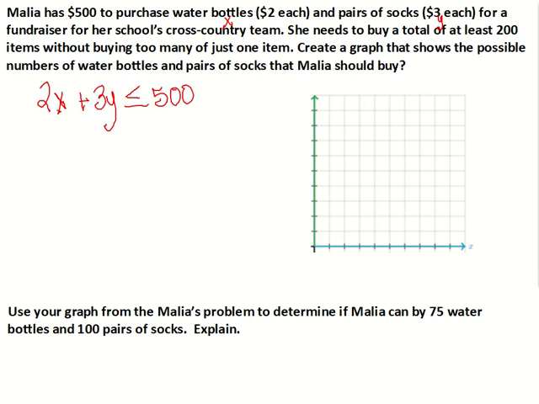So then the other equation is that I need to buy some bottles and I need to buy some socks, and it needs to be at least 200 items, which means I can buy more than 200 items, but minimum it has to be 200, okay? So we need to then graph these.